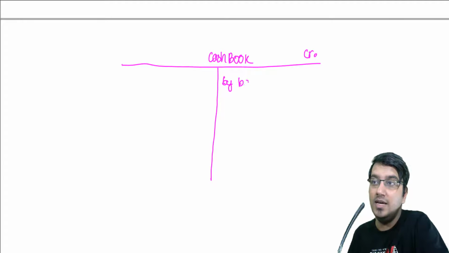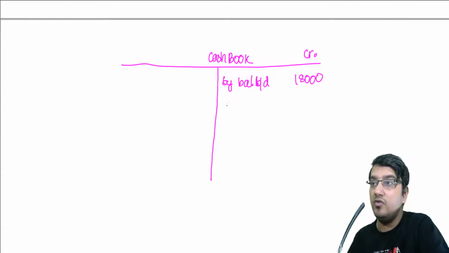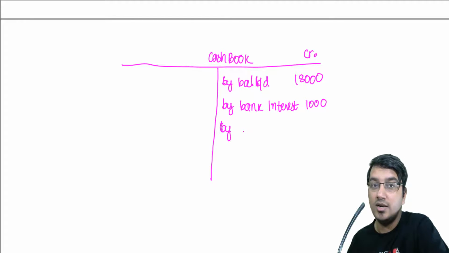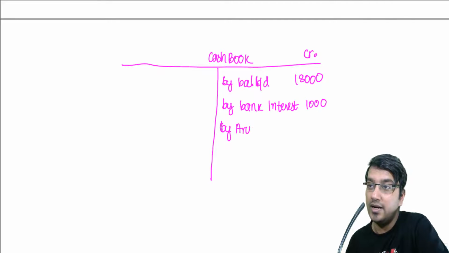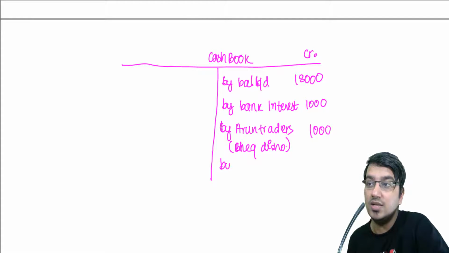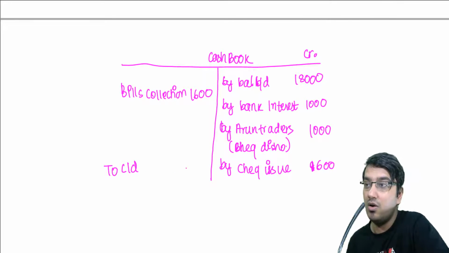So by balance BD, the brought down balance was 18,000. Okay, and we need to charge bank interest. Bank interest will decrease our balance. Then there was a check that got dishonoured, and this was from Arun Traders. So Arun Traders, we can also call it cheques dishonoured, 1000. Next, cheque issued. So this is again going to decrease my account. Bills collected. So bills collection will increase our account. So this is 1600. This will give us the closing balance of amended cash book as 19,000.